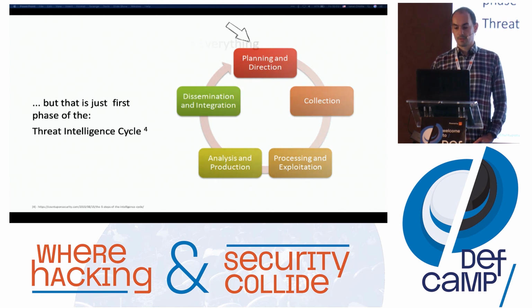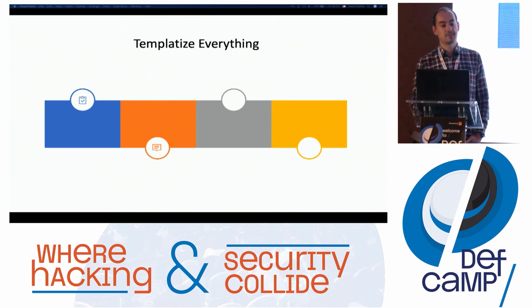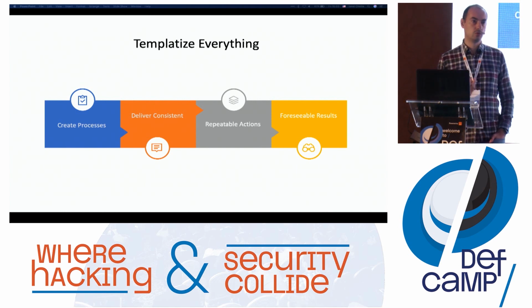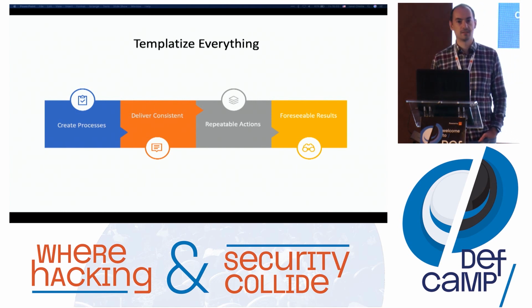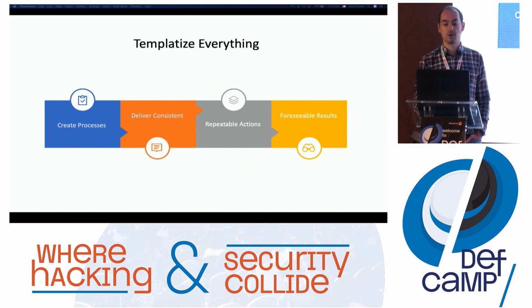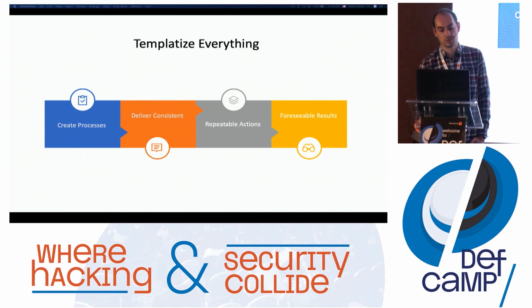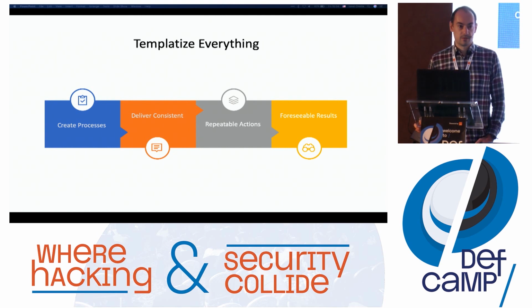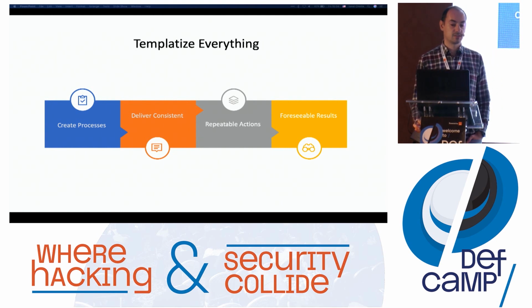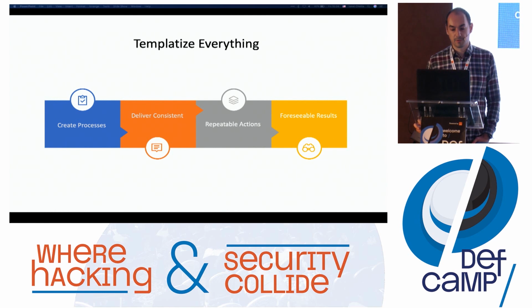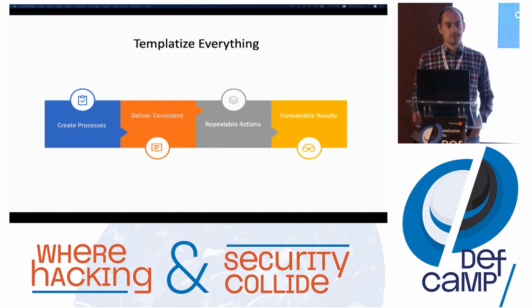Moving next, trying to bring some solutions or ways to organize your work in such a way that you will not become one of the 4 typologies, or to try to escape the trap that they are trying to set up for you. Templatize everything. Create processes, deliver consistent, repeatable actions with foreseeable results. Before automating everything, you have to put things in templates.